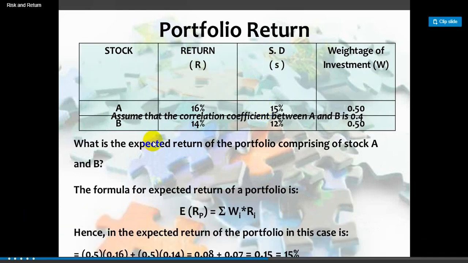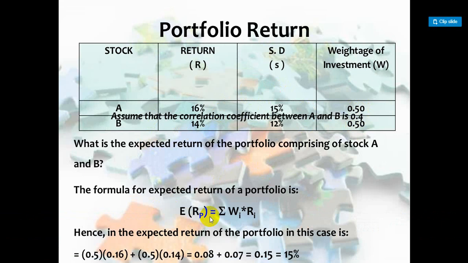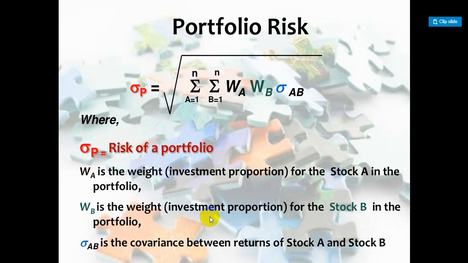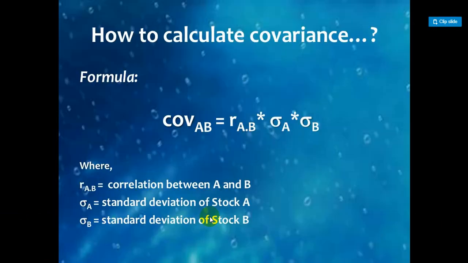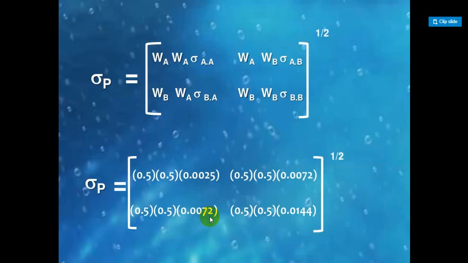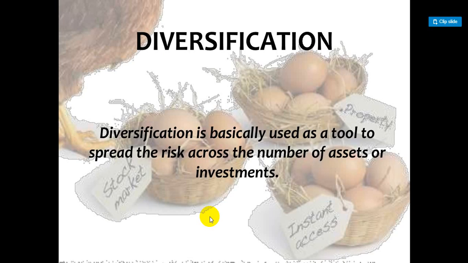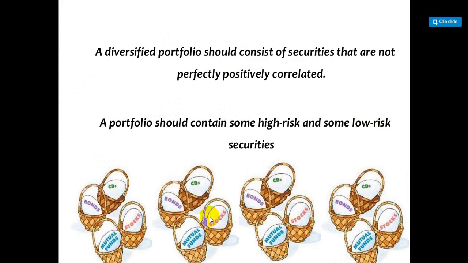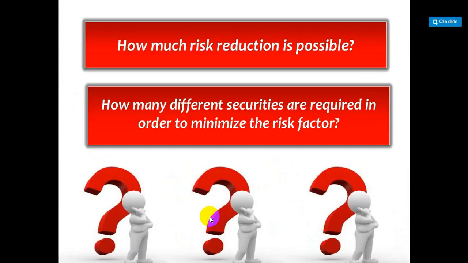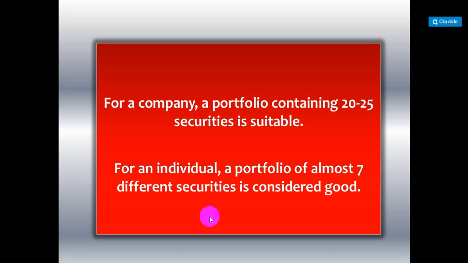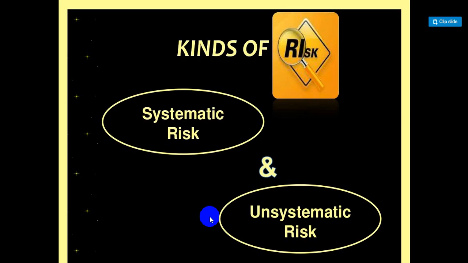So here if you see, for stocks, the standard deviation and weight of investment have been given. Expected return, what we have done, just go through those problems. This we have also done: portfolio risk and return formulas. Just go through them. I want to tell you covariance also we have done. So this is what I want to explain to you. Diversification is also that only: instead of investing in one, you invest in different sources. Portfolio should contain some high risk and some low risk securities. For a company, a portfolio containing 20 to 25 securities is suitable.